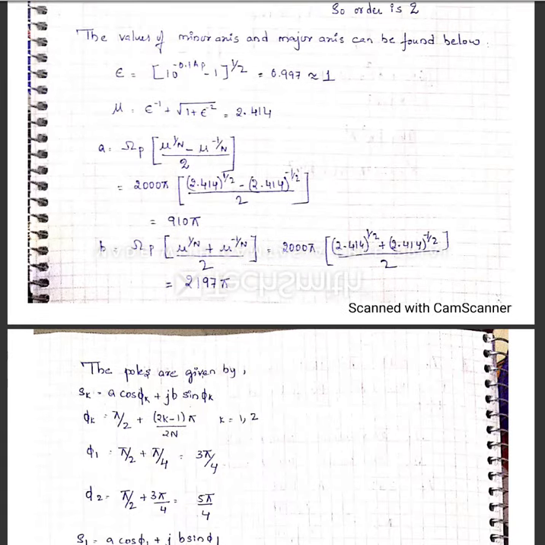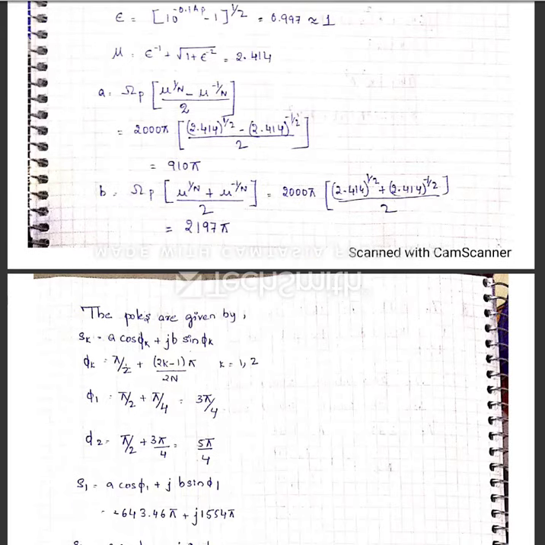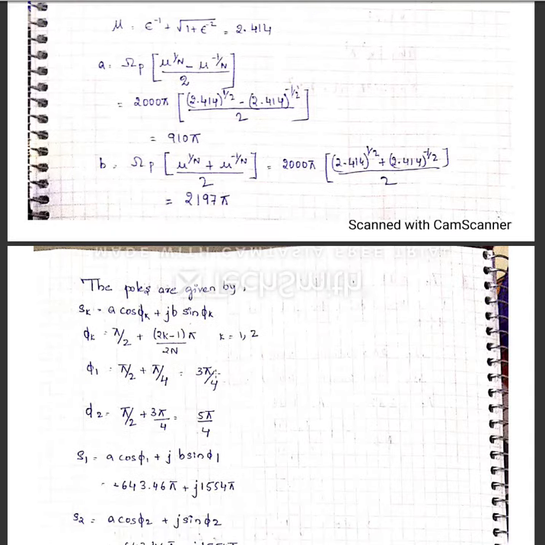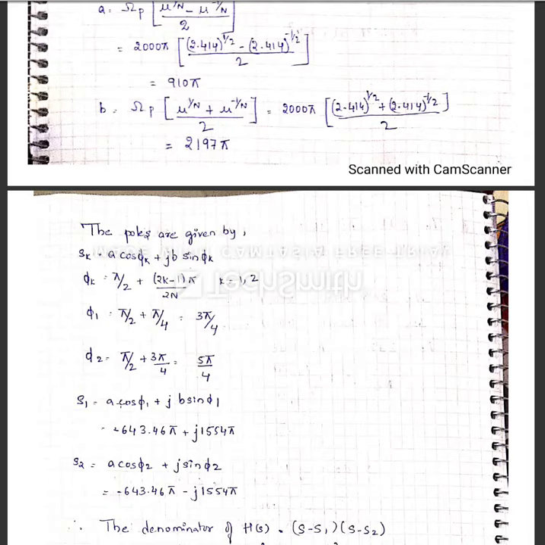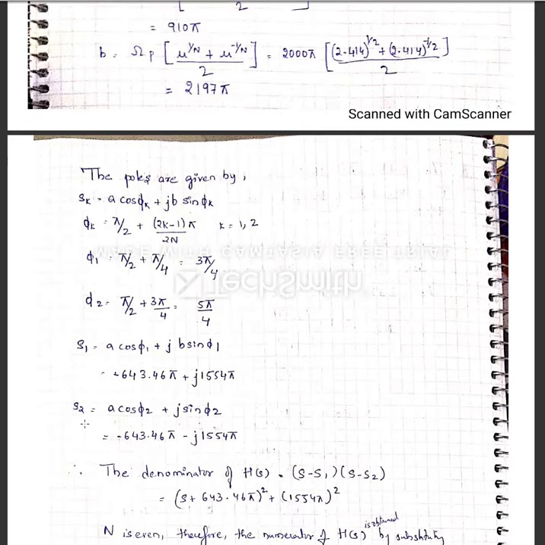Then the poles are found by s_k equal to a cos phi k plus j b sin phi k. Phi k is pi by 2 plus (2k minus 1) by 2n times pi. So substitute first k as 1, n as 2. Then for phi 2 substitute k as 2, n remains 2. Then find s1 and s2 by substituting a and phi 1, b and phi 2. Obtain your s1 and s2.